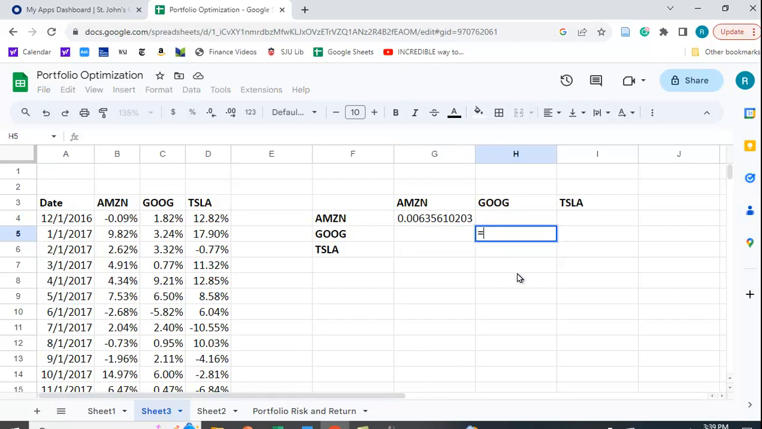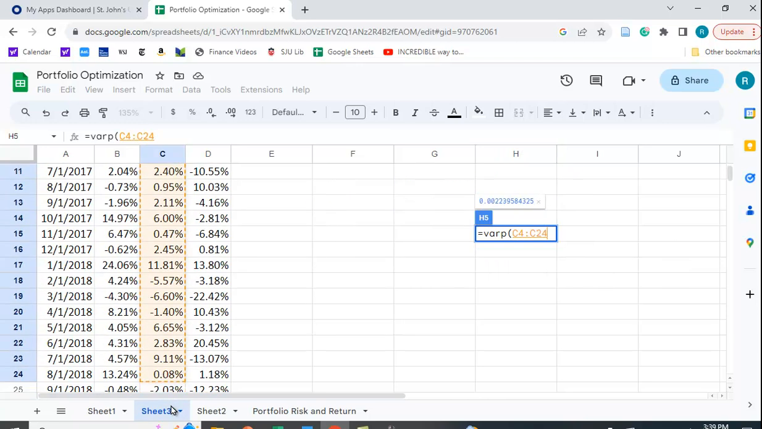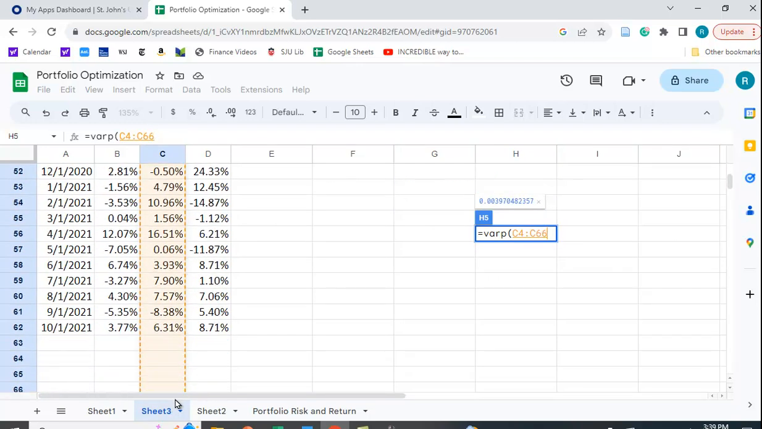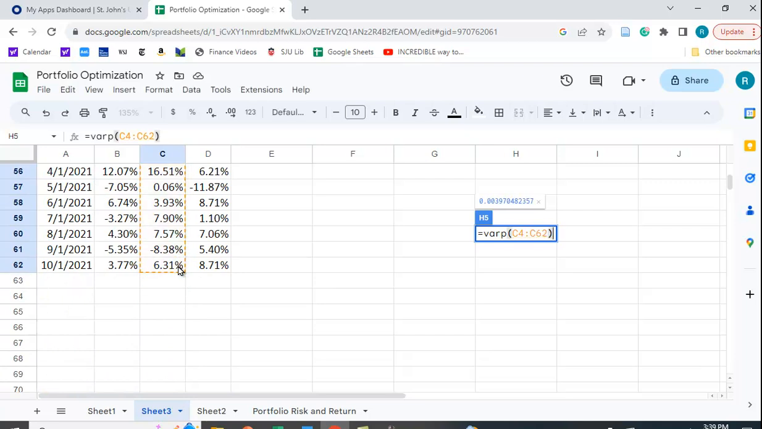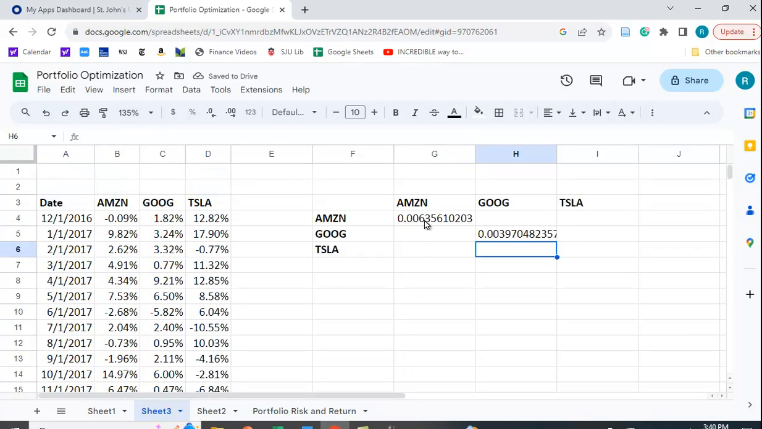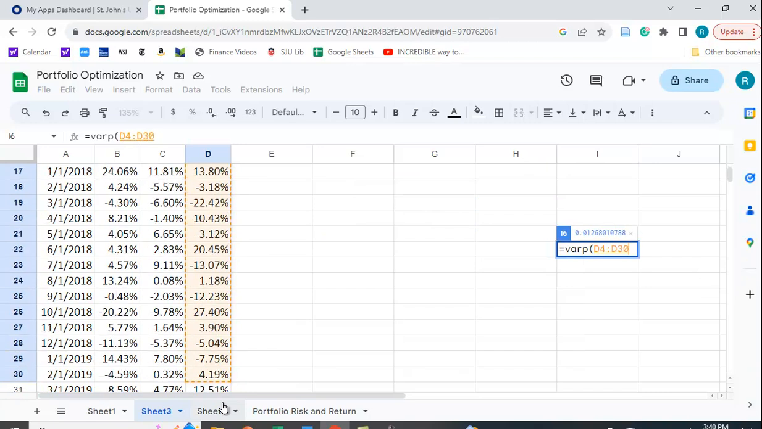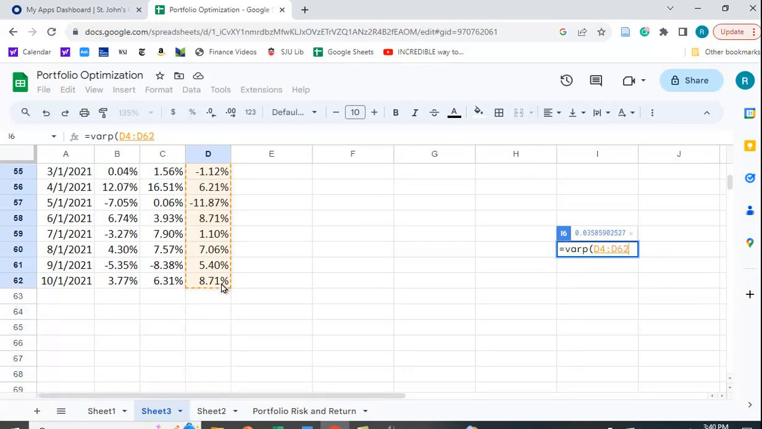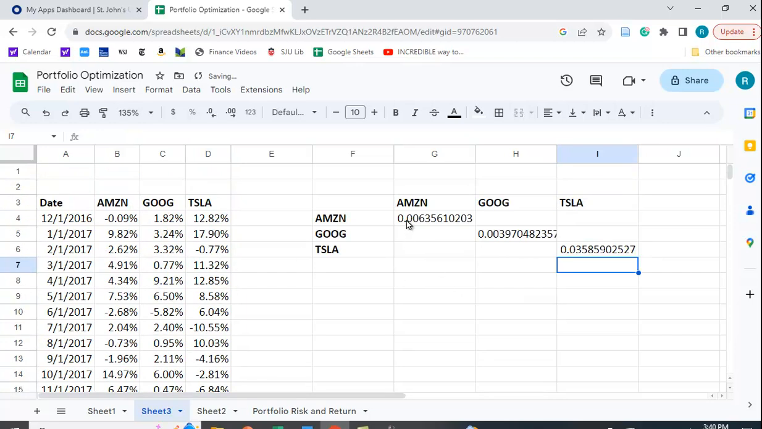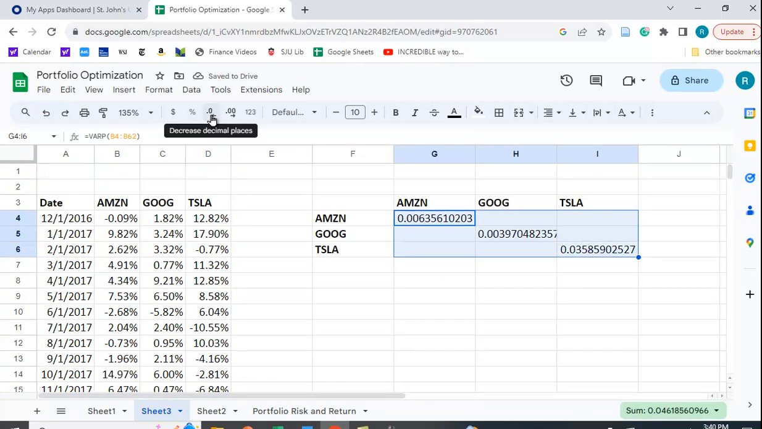So let's see if we can do this here. So VARP, and we're going to get Google's variance. And so we want to be consistent. We don't want to have the sample variance and the population covariance. We want everything to be the same. And let me get Tesla's numbers here, equals VARP, and I'm just going to put those numbers in too. And let me just adjust the number of decimal places so it's a little easier to read here.